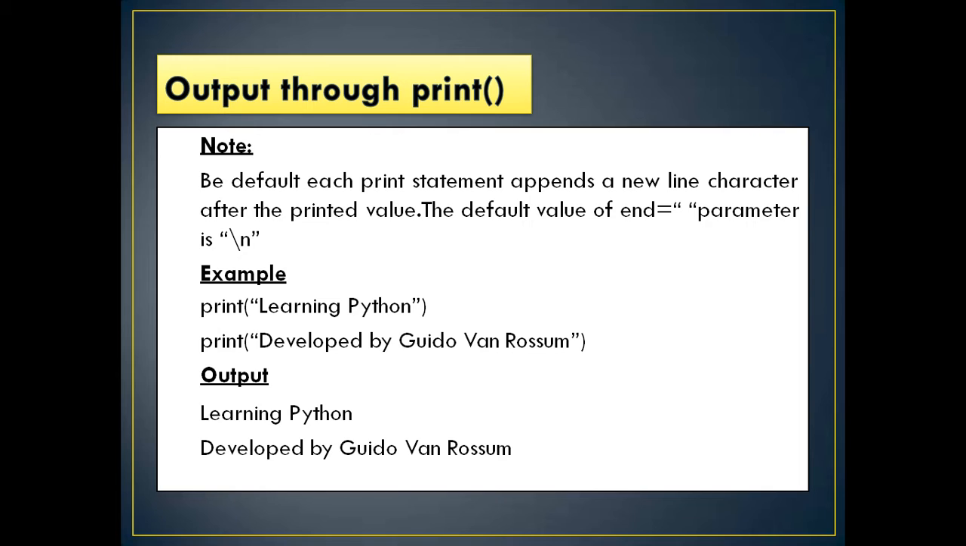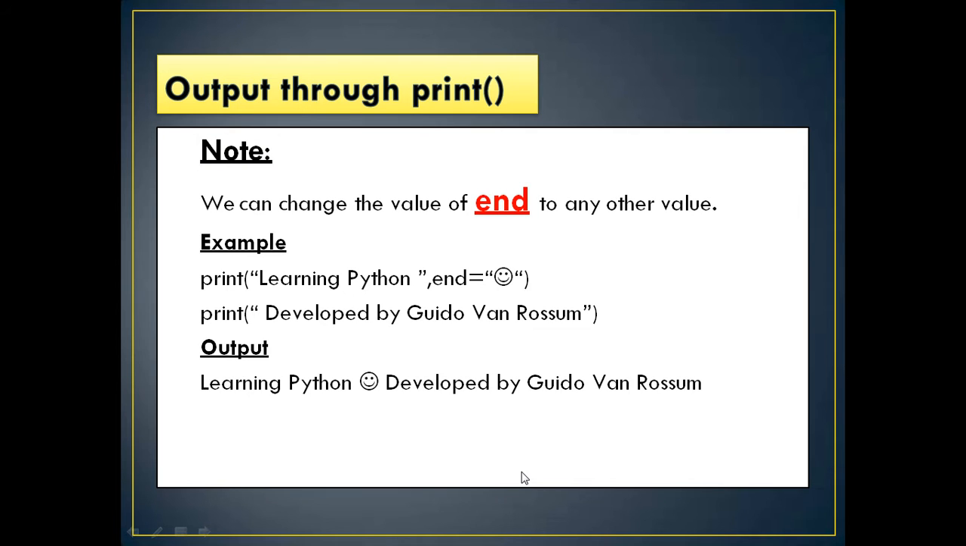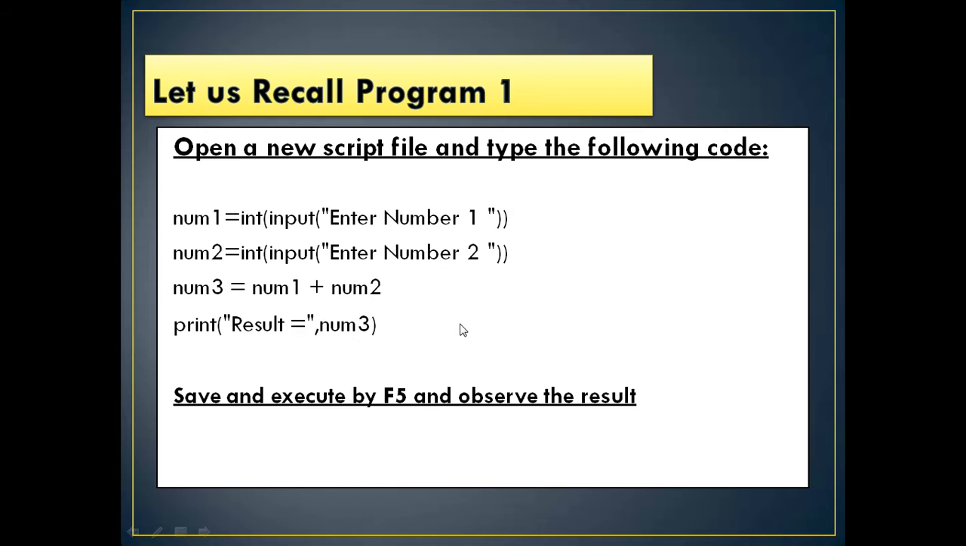By default, each print statement appends a newline character after the printed value. The default value of the end parameter is \n. For example, if you give "Learning Python" and "developed by Guido van Rossum" in two separate print statements, the print statement will leave that line and print in the next line. We can change the value of end to any other value, not necessarily a newline. You can also give some symbol. So if you give it like this, the end is not \n, it is this symbol, and "developed by so and so" will print after it.